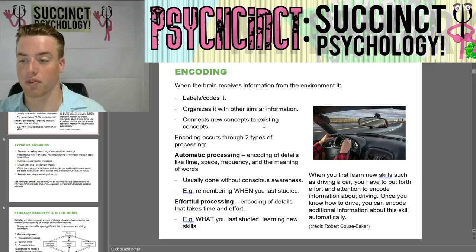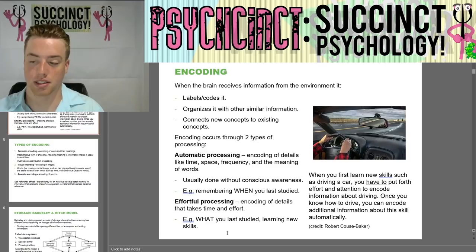So encoding occurs through two types of processing. Automatic processing, or encoding of details like time, space, frequency, and the meaning of words, is usually done without conscious awareness. So for example, remembering when you last studied. Now, effortful processing is encoding of details that takes time and effort. So that would be what you last studied or learning new skills.